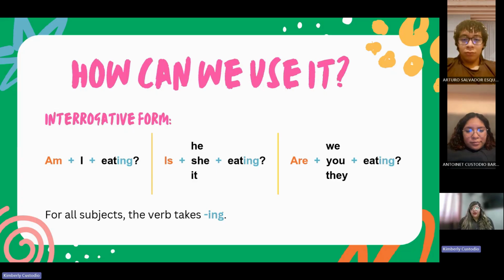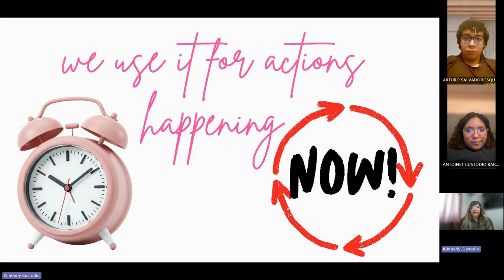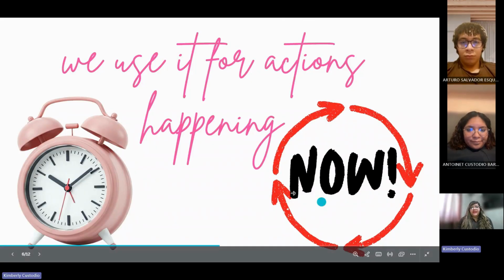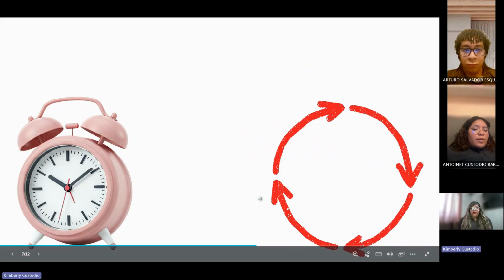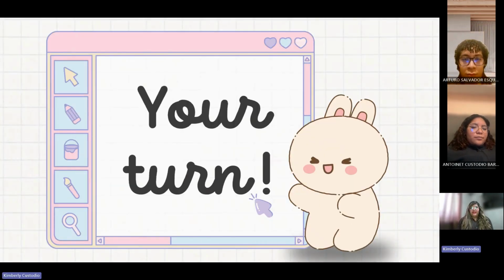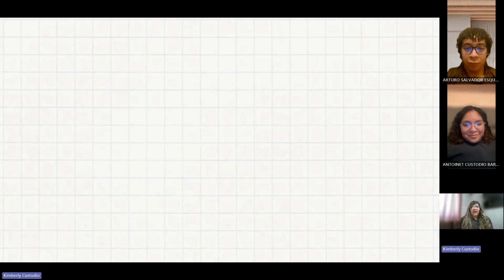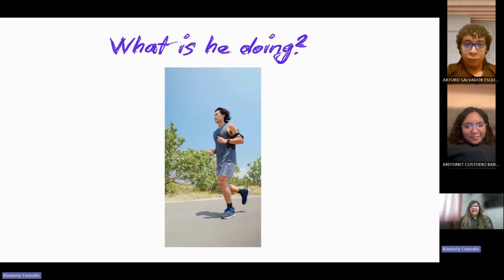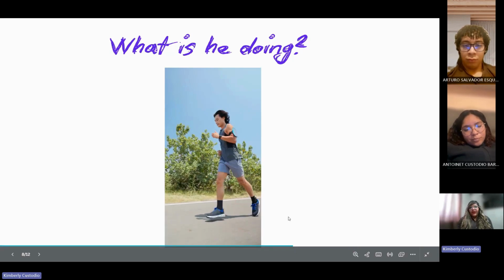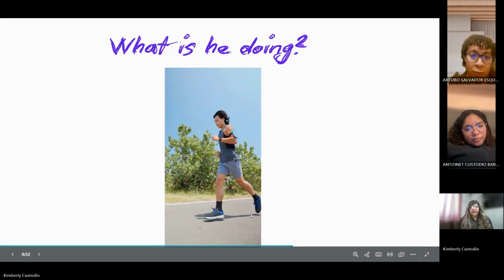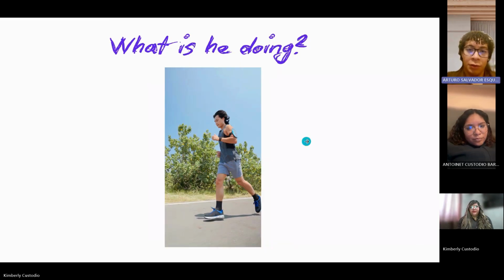So good, guys. Now we're going to continue practicing, but just to help you remember, we are going to use the present continuous for actions that are happening now, in this moment. Now it's your turn. Let's practice here. Look at this video. Can you tell me what is this boy doing, Arturo? He is running.